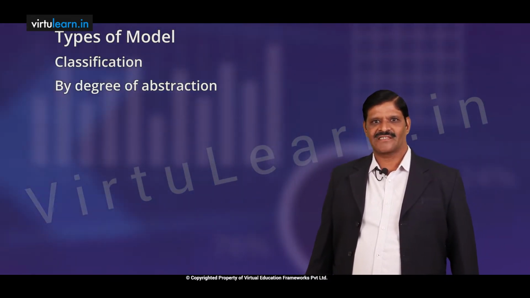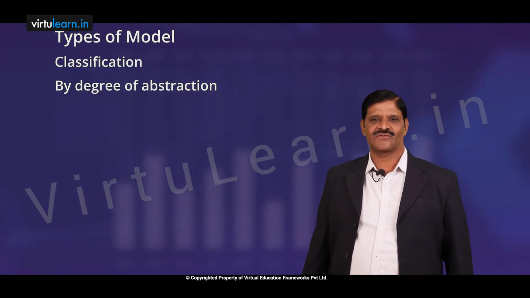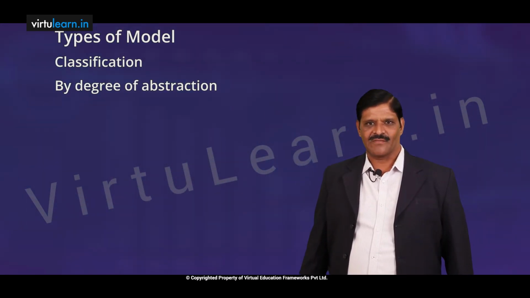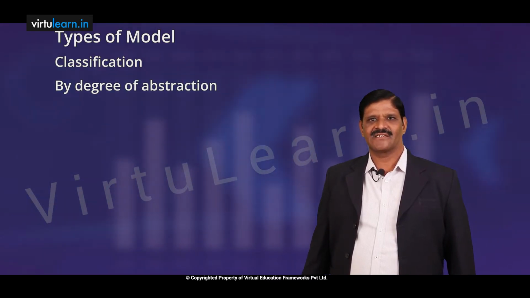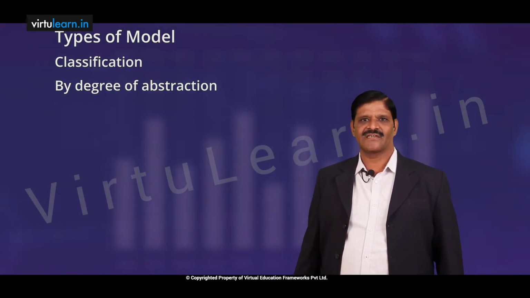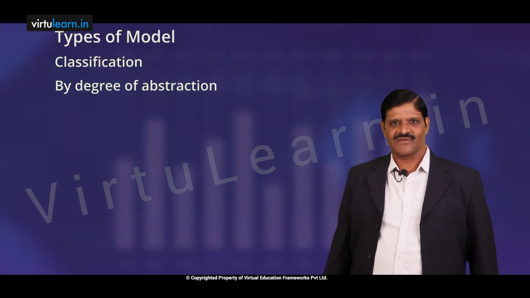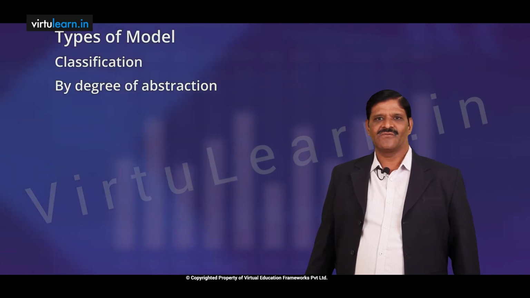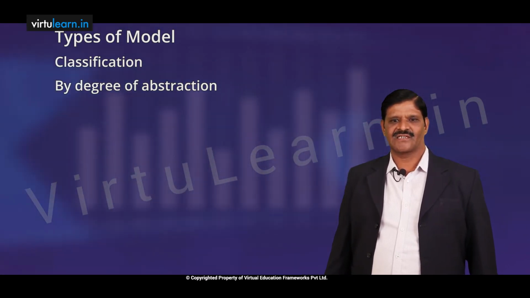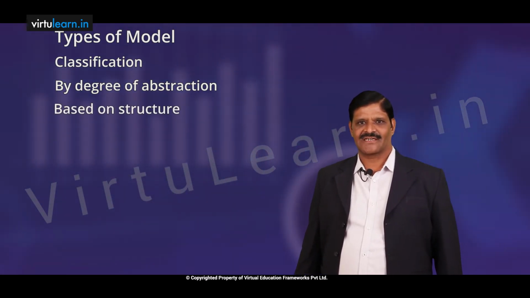If the abstraction level is very high, it is difficult to develop a model. If the abstraction is very less, then it is easier to develop. That means giving a shape or providing a model becomes easier. Similarly, we have another kind of classification known as based on structure.